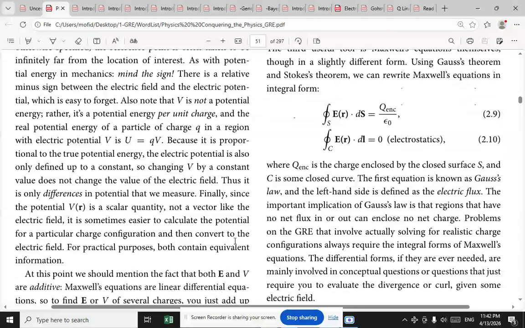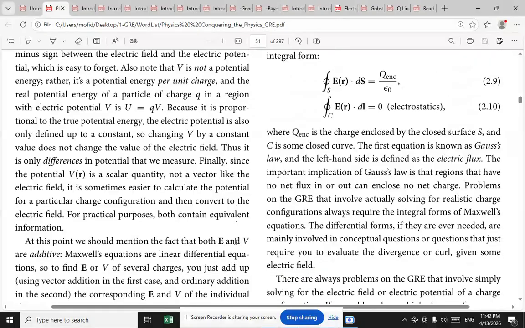The electric potential is also only defined up to a constant. So changing V by a constant value doesn't change the value of the electric field, thus it is only differences in potential that we measure. Finally, since the potential V(r) is a scalar quantity, not a vector like the electric field, it is sometimes easier to calculate the potential for a particular charge configuration and then convert to the electric field.